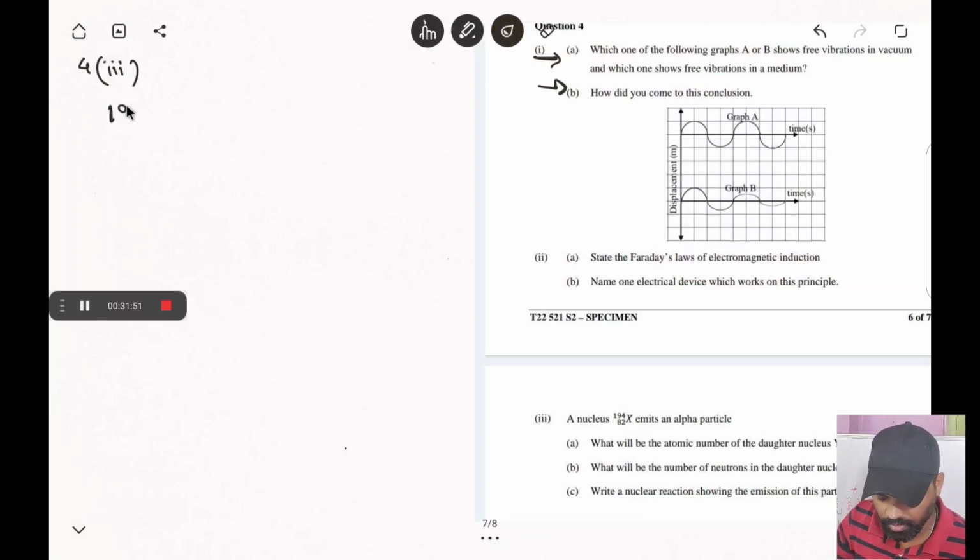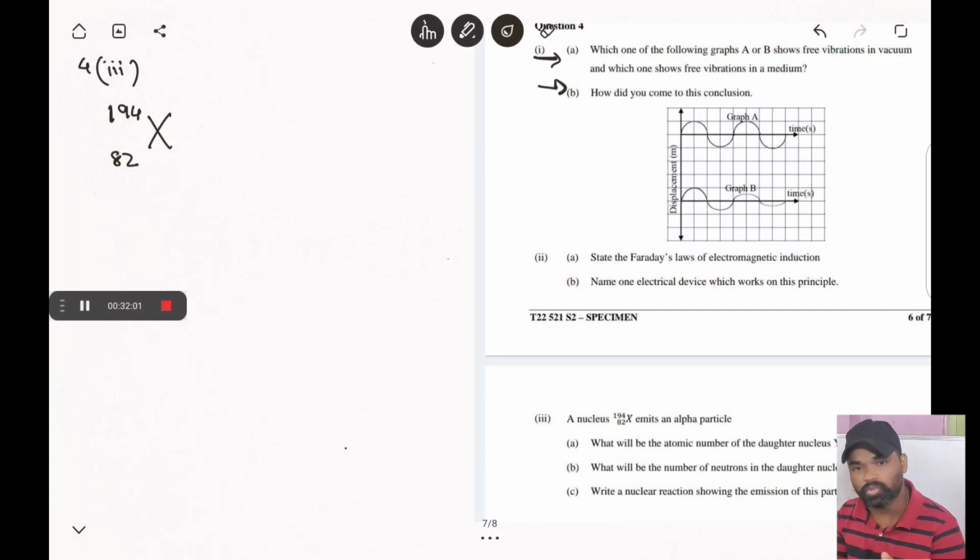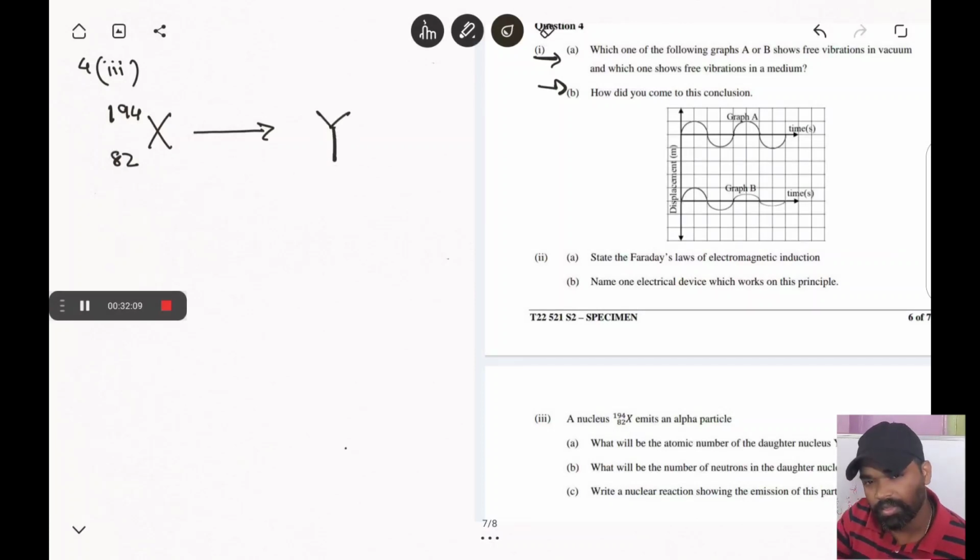What they've given? 194 X, the element 82, emits an alpha particle. I'm not going through the question. If it's an alpha particle, we know it becomes Y. The mass number decreases by 4, which means 194 minus 4, 190. And the atomic number decreases by 2. So 82 minus 2 is 80. Done. What will be the atomic number of the daughter nucleus Y? Atomic number is 80.